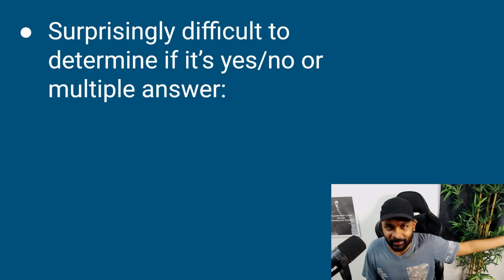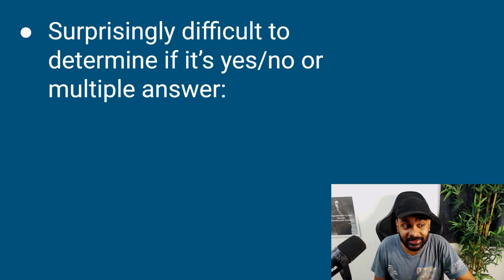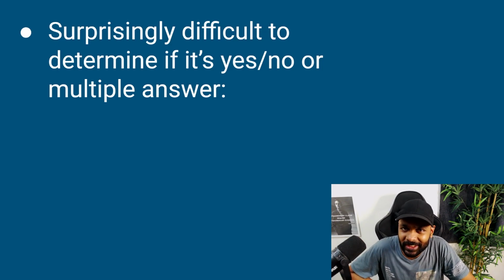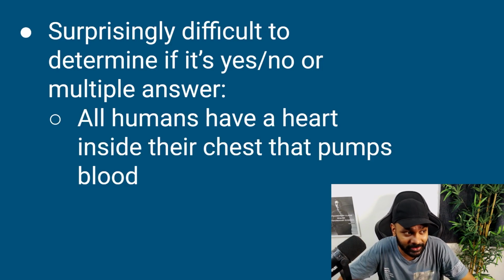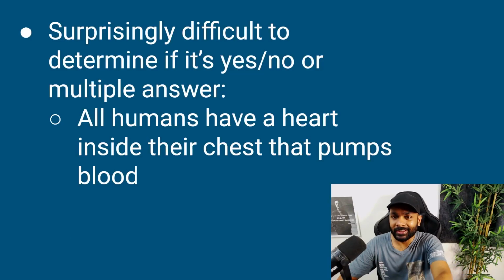I've told you about multiple answer ideas, yes or no ideas. There are some ideas which look like they're yes or no, but it's confusing to determine if they're yes or no or multiple answer. One example is all humans have a heart inside their chest that pumps blood. You might think this is a yes or no answer idea. The word all in that sentence might give it away that it's actually a universal idea, but it seems like, if you, God forbid, kill a person and check if they have a heart inside their chest, you will find a heart. If they're right, they had a heart, right?